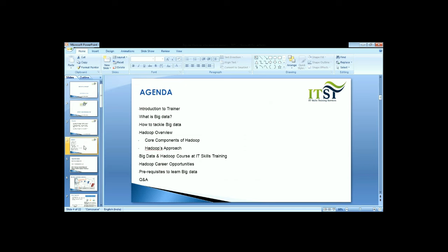So the agenda for today is we'll know what big data is and how to tackle it. We'll have a basic overview of Hadoop, like what its core components are, and what approach we need to take to learn Hadoop or to write some code in Hadoop. We'll also cover the big data and Hadoop course outline here at IT Skills Training, the career opportunities in Hadoop, and the prerequisites to learn big data and Hadoop. Last but not least, we'll also have a Q&A session. So if you have any doubts, it can be right away.